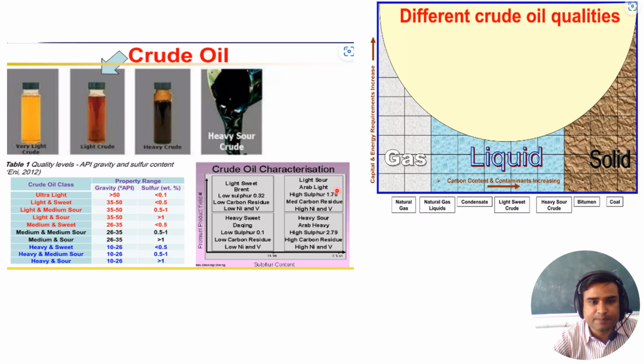In the picture on the right side you can see capital and energy requirement increasing on the y-axis, and this is the type of hydrocarbons, with carbon content and contamination increasing. So these are different crude oil qualities with respect to their carbon content. First, at low carbon content we have natural gas, and then as the carbon number increases, it becomes natural gas liquid, then condensate, then light sweet crude, and then we have heavy sour crude, then bitumen, and then coal.